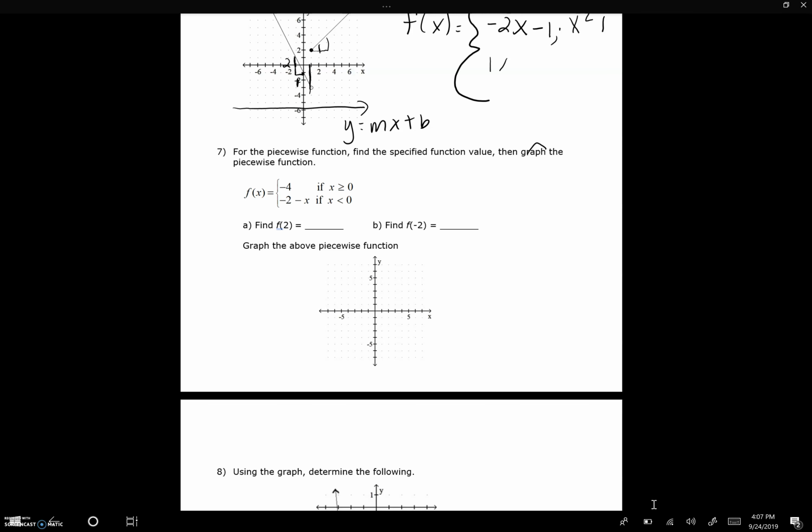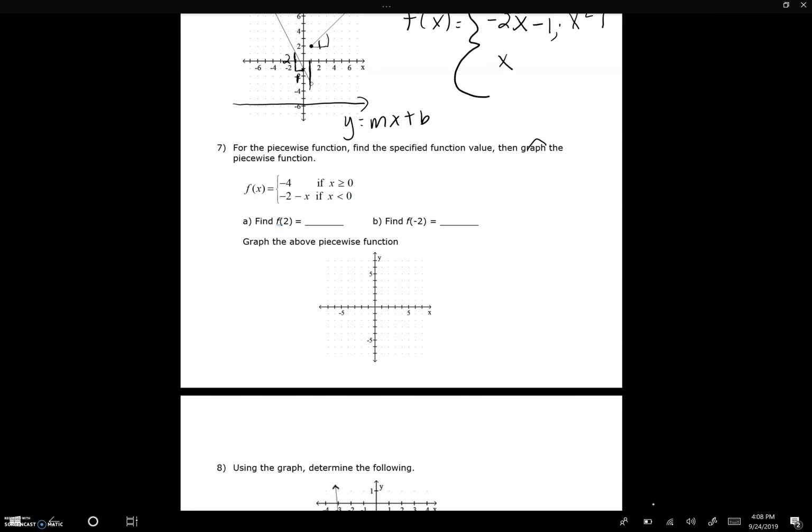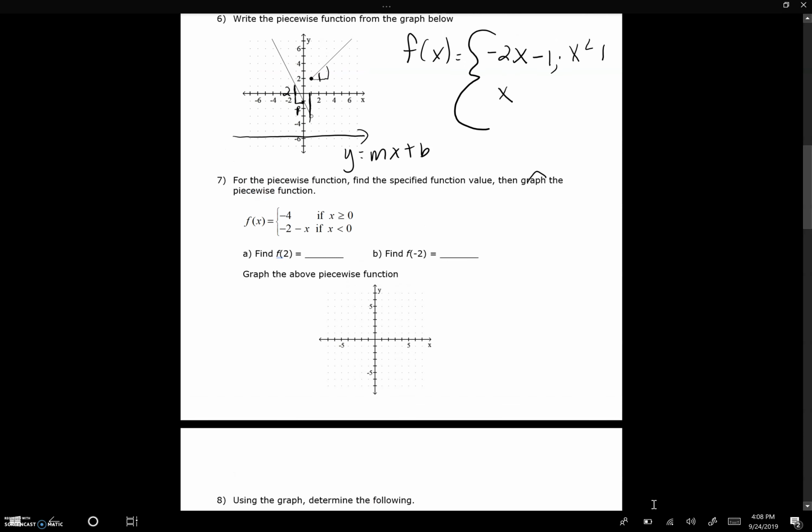So it looks like it's going to be 1x, or just x. And the y-intercept, we have to put the y-intercept or else we don't have an equation. So you have to kind of draw where that y-intercept would be, which is going to be 1. So x plus 1, where x is greater than or equal to 1.